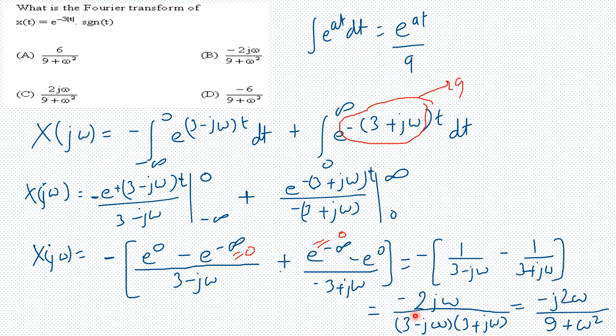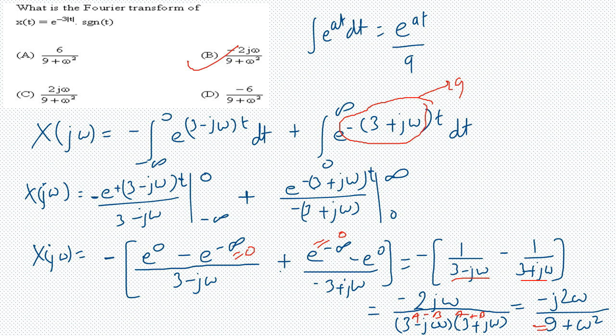And again if you calculate it, you can take the LCM. So the LCM is taken here and we get minus (2 j omega) over (3 minus j omega)(3 plus j omega). Now this is a minus b and a plus b, so a square minus b square, and when you use that you get 9 plus omega square, and above you get j 2 omega. Okay, so b is the correct answer.